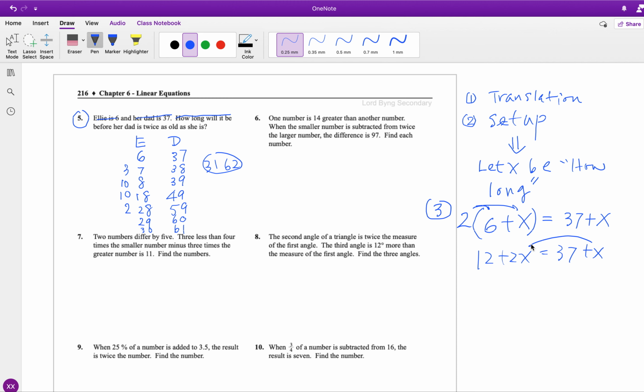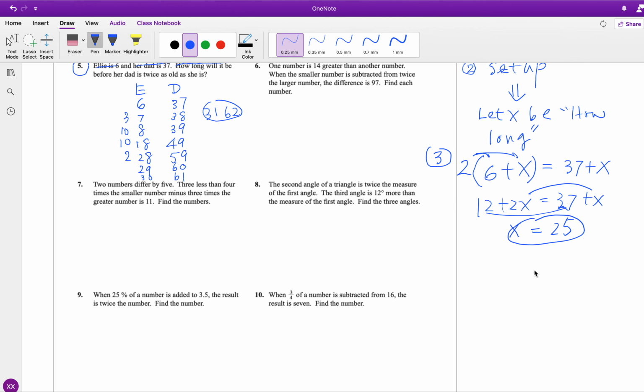Now move this one over here. It becomes X now. Move this one over there. It becomes 25. And then we're done. Okay. So let me demonstrate another question here.